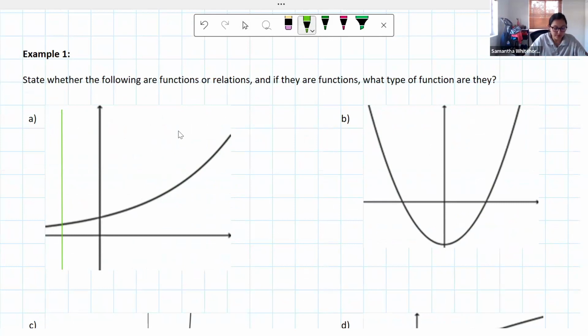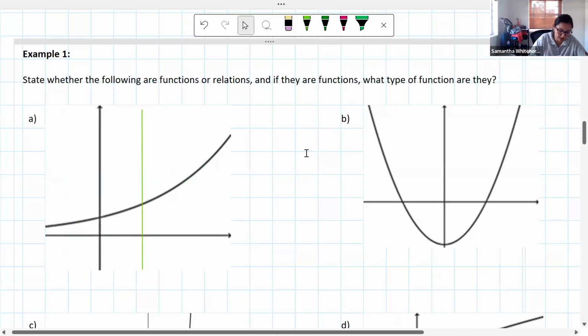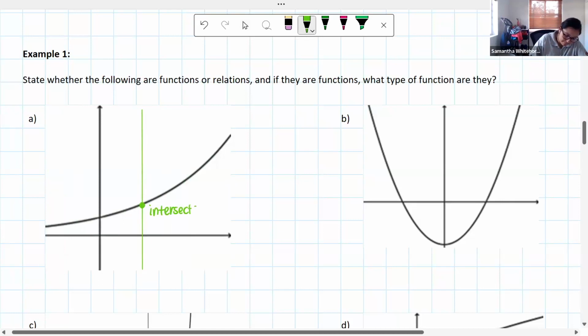And all I want to do now, because remember, to determine whether it's a function or relation, we use a vertical line test. All I want to do is check that no matter where I move this vertical line, it's only ever cutting my graph once. And we can see that it's cutting once, cutting once, cutting once. No matter where I move this line, it only ever cuts my graph once. And because it's only ever cutting my graph once, what that means is that we have got a function.